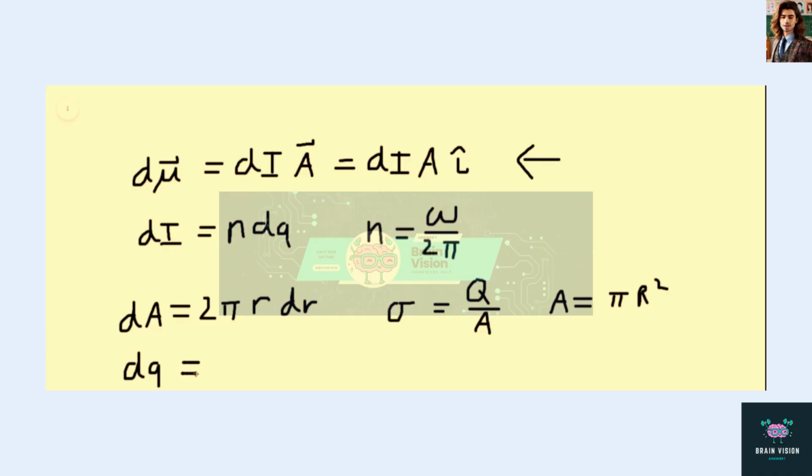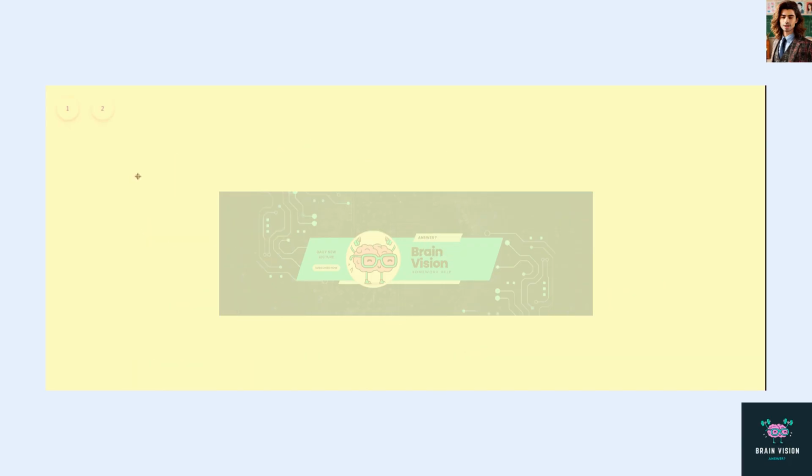So dq is equal to sigma dA, but we just found dA and sigma, so let's replace those. Sigma here is Q over A, or Q over πR², and dA we just found to be equal to 2π times little r dr. Thus, we can plug this back into our expression to get di, because we said di was N dq. So let's get a new page going here. Now we have a better expression for di, where we know more of the terms.